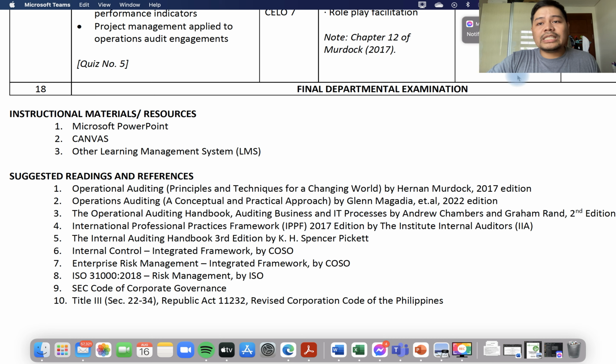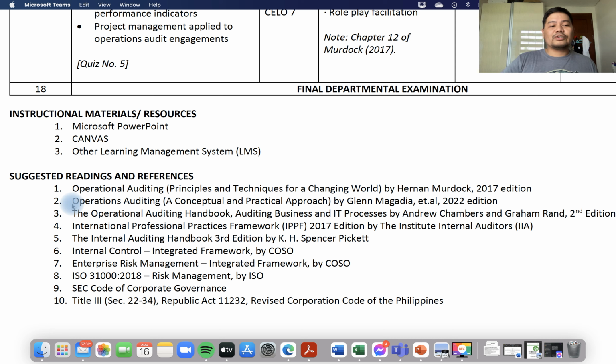For number 2, it is not really required, pero yung content ng course natin naka-align dito. Okay? Operations Auditing: A Conceptual and Practical Approach by Glenn Magadia et al., 2022 edition. It's not required, pero if you want a complete reference that is aligned with our course, ito yon. Kung gusto niyo bumili, pwede naman. If you're interested, you can reach Mr. Mark Perlas by sending him a PM through Teams. I-send siya through courier.